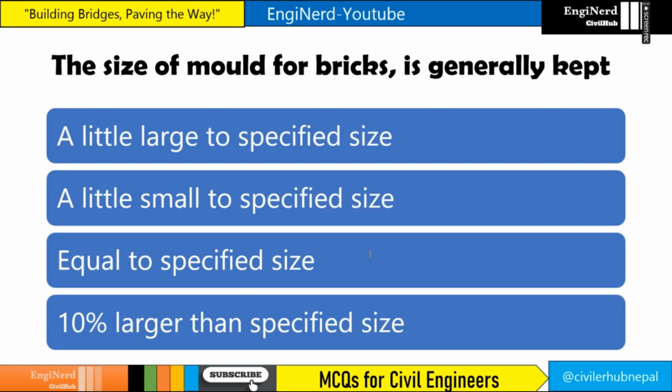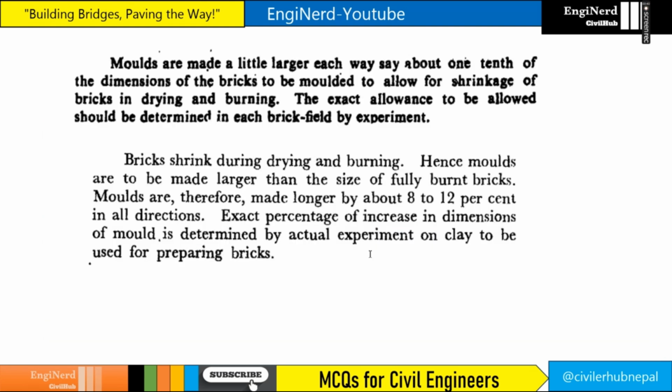The size of the mold for bricks is generally kept a little larger than the specified size, a little smaller than the specified size, equal to the specified size, or 10% larger than the specified size. If you see here, molds are made a little larger each way, about 1/10 of the dimension of the bricks. So 1/10 means 10%, right? Also, molds are made longer by about 8 to 12% in all directions. That is, the average is 10%, right?